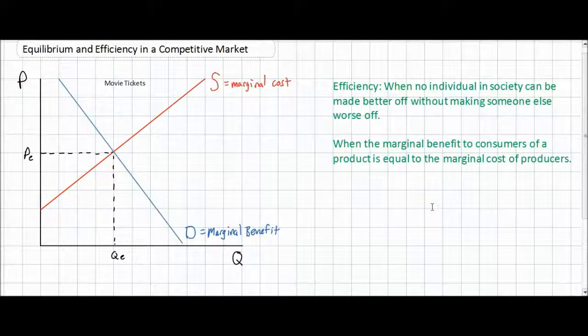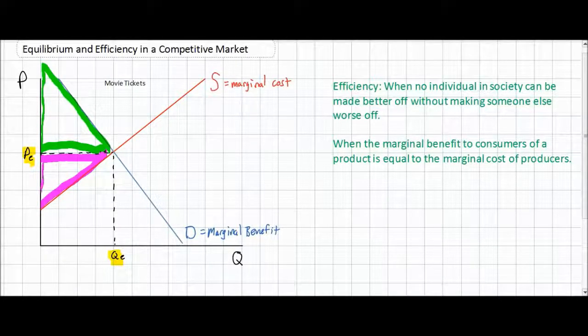The equilibrium price and the equilibrium quantity in the market for movie tickets, labeled here as PE and QE, represent the most efficient combination of price and quantity in the market for movie tickets. The reason for this is that the total amount of consumer surplus, represented by this green triangle, and the total amount of producer surplus, represented by the purple triangle, are maximized at a price of PE and QE. Hence, this is the most efficient price and quantity combination. No individual in society can be made better off without making someone else worse off.